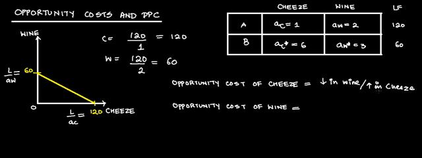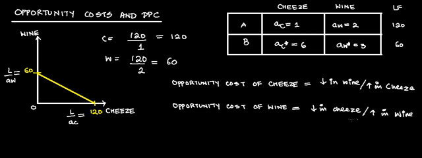Okay, opportunity cost of wine is in terms of cheese. So if you're producing more of wine, you will be producing less of cheese because you have limited resources, and you can either use these resources in order to produce wine or cheese. If you're producing more of wine, you have to produce less of cheese. So this is decrease in cheese production upon increase in wine production.